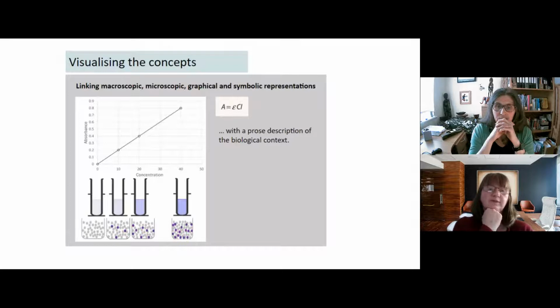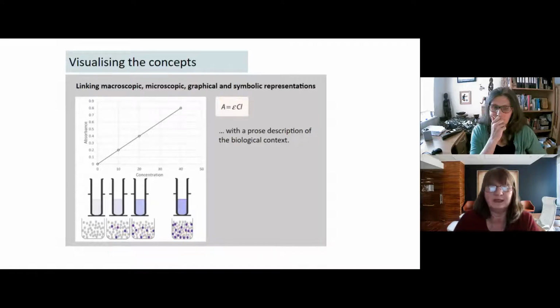Another thing that we're trying to do is use this idea of visualizing concepts. So linking macroscopic, microscopic, graphical and symbolic representations, and then pulling that together with a prose description of the biology and how this all fits together. So this is sort of an extension of Johnstone's triangle, if you're familiar with it from chemistry teaching. This extends it through into the mathematical symbols and the graphs. So looking at the colored solution at the macroscopic level, and then prompting them to think about what does that mean for the number of molecules in that solution, colored molecules, and then linking that to what you measure, the absorbance, and then linking that to the symbols in the equation, and then pulling all of that together with some words that they can read.